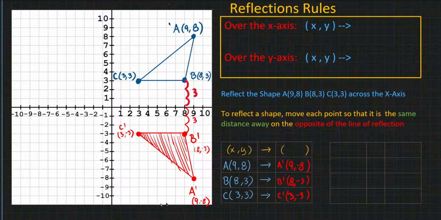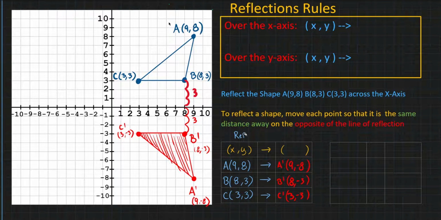You just count the distance away. But let's say I didn't have a graph. Is there a way, just like in translations, to reflect a shape without a graph? Absolutely. And in fact, I want to see if you can come up with the rule here. I just want you to notice that A and A prime use the same numbers, but there is a key difference between them. Can you spot that key difference? Pause the video and come back to me when you've spotted that difference, or come back to me when you've given up.